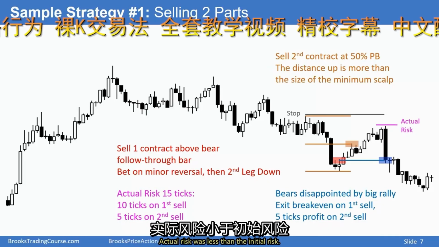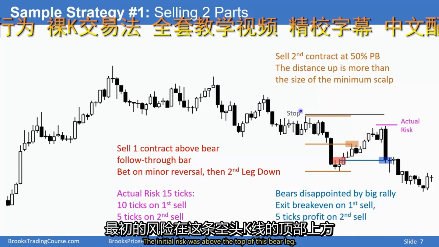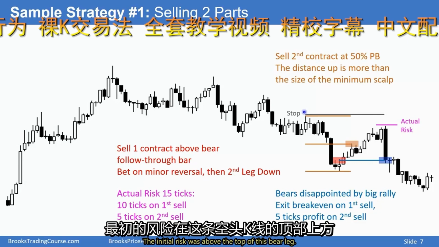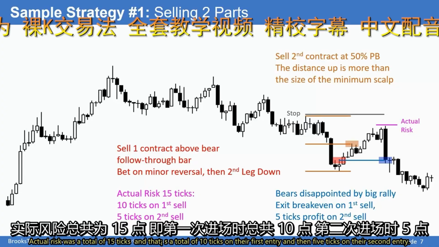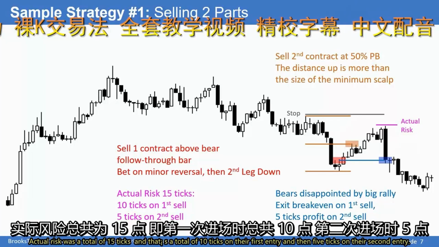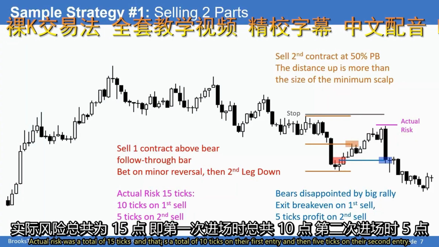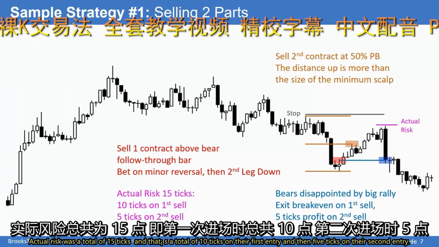Actual risk was less than the initial risk. The initial risk was above the top of this bear leg. Their actual risk was here. Actual risk was a total of 15 ticks, and that's a total of 10 ticks on their first entry and then 5 ticks on their second entry.